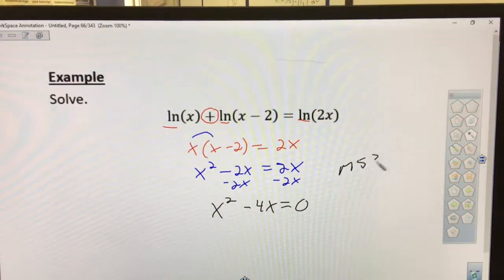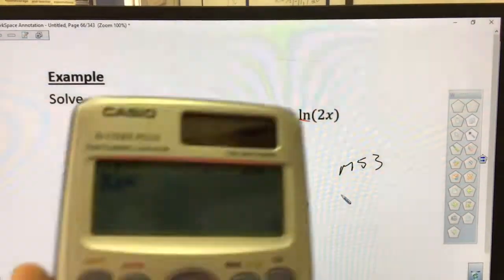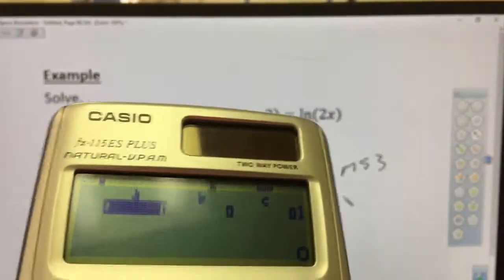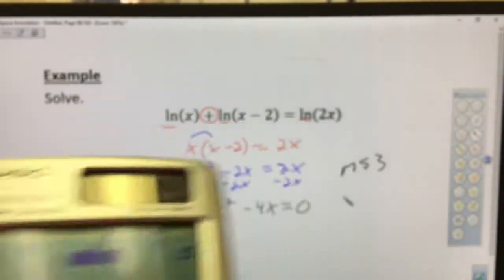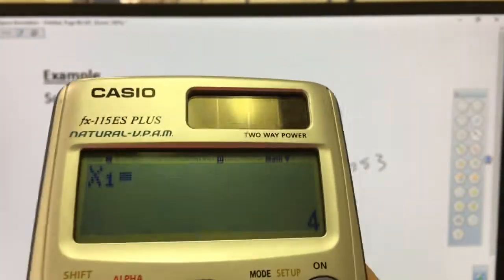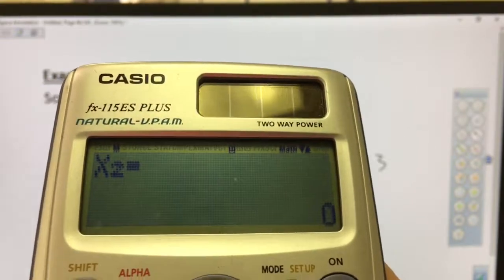And you can mode 5 3 that. So when you mode 5 3, you're going to type in 1 equals and negative 4 equals and then 0 equals. So you're going to type in the 1 for the 1x squared, and then the negative 4 for the negative 4x. And then because there's no constant term, you type in 0. Hit equals and it'll give you your 2 answers. You should get 4 and 0.